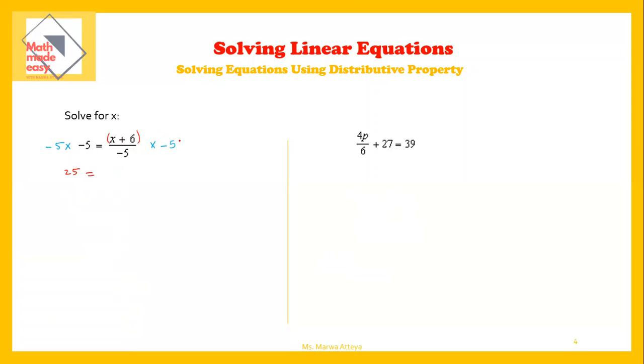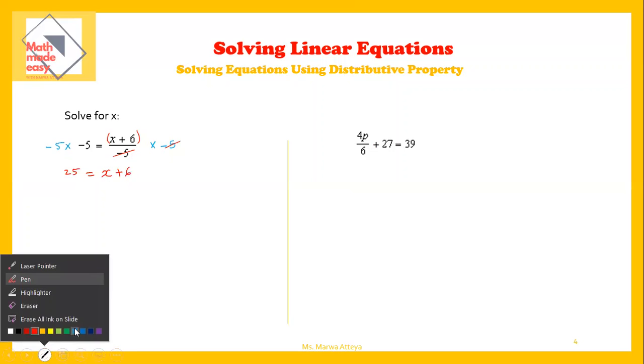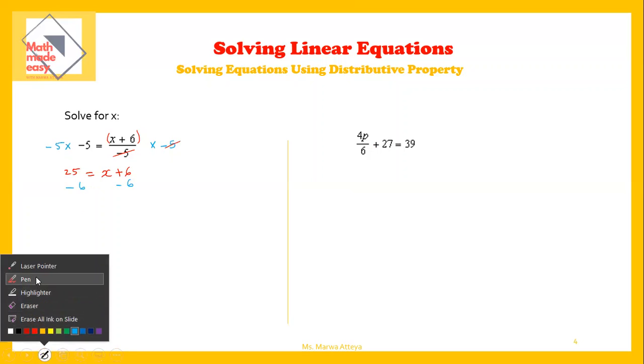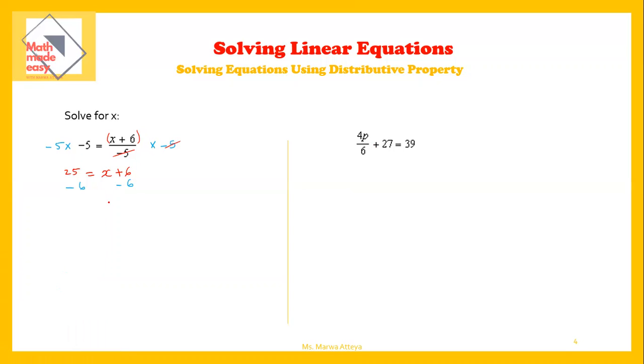Now, if I am multiplying by negative 5, I can cancel these together, and I have here x plus 6. Now it looks easier. It's a one-step equation. We will subtract 6 from both sides. Then we will see that x is equal to 19. Let's check.